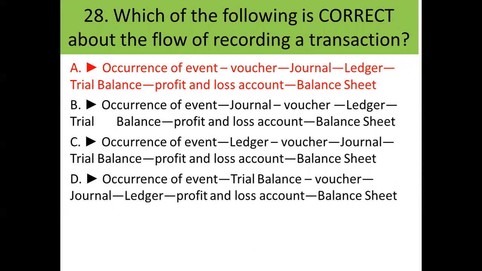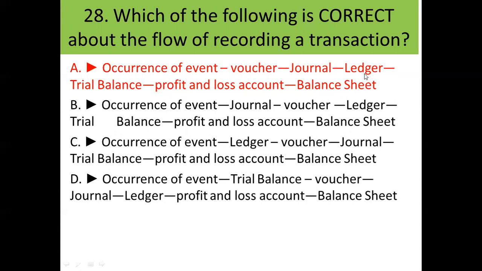Which of the following is correct about the flow of recording a transaction? When you are recording a transaction, we start with the occurrence of an event. First of all, an event should occur. Then a voucher, which is the primary entry or original entry. Then we record in the journal, and the journal is a double entry. And after recording in the journal, we have to transfer to the ledger.